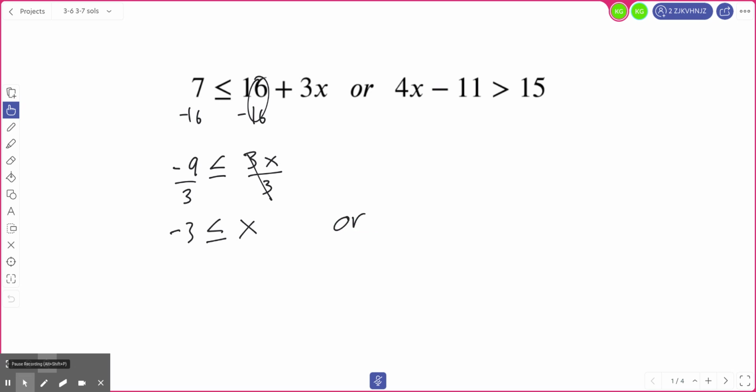Or, now we'll solve the right side. So we'll add 11 to both sides. We're going to isolate the x, get the x by itself. Negative 11 plus 11 is 0. So we're left with 4x is greater than, and 15 plus 11 is 26. And we'll divide by 4, and this cancels out, and we get x is greater than 6.5.